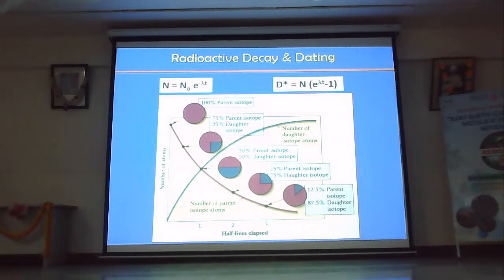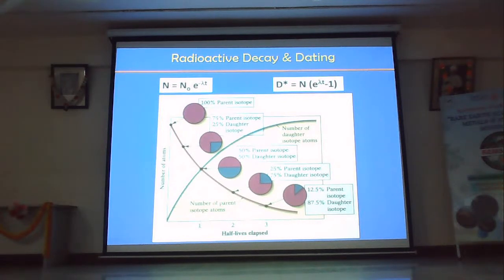So this is what we use for geochronology. You can measure the product, you can measure the number of parent, and lambda is the decay constant, which is specific to that isotope and is measured in different ways. Time is the unknown. So if you know 3 of these, you can solve for time, and that's how we utilize it.